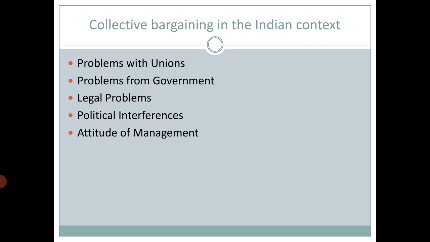The causes for its limited success are: first, problems with the unions. The collective bargaining process mainly depends on the strength of the union, right? But still there are not many strong unions in India. Indian unions are marked with multiplicity, inter and intra union rivalry, weak financial positions, and non-recognition. Weak trade unions cannot initiate strong arguments during negotiations. There is usually no unanimous decision among workers to be presented at the negotiating table.